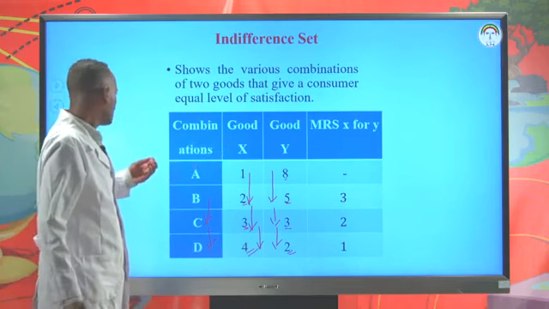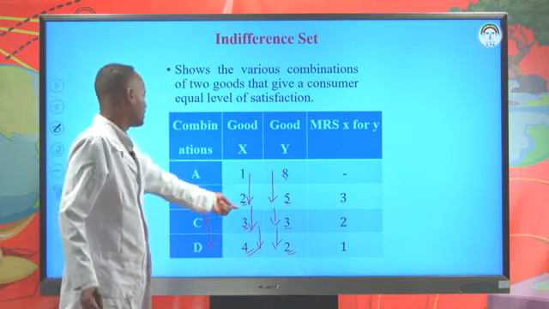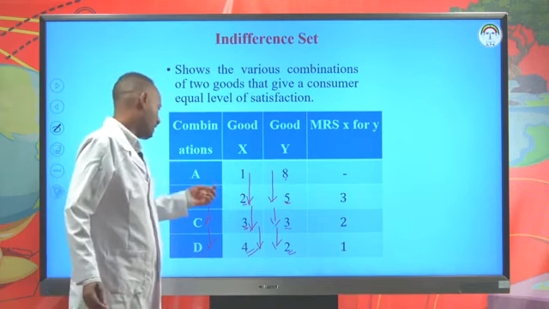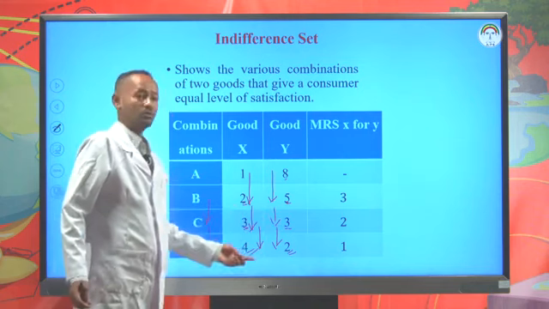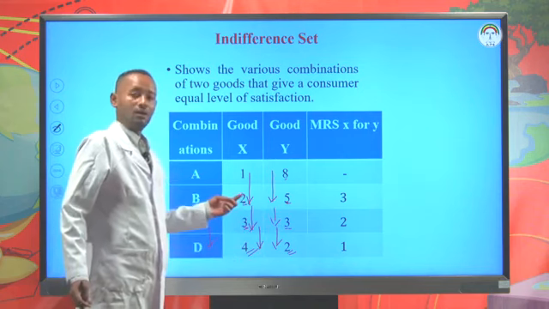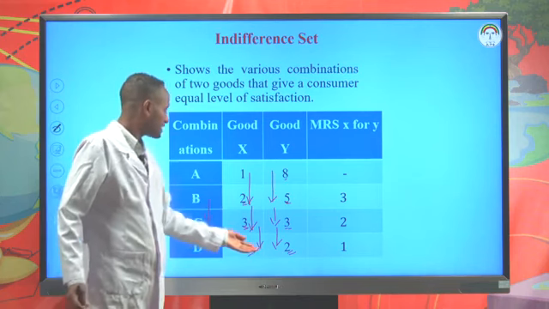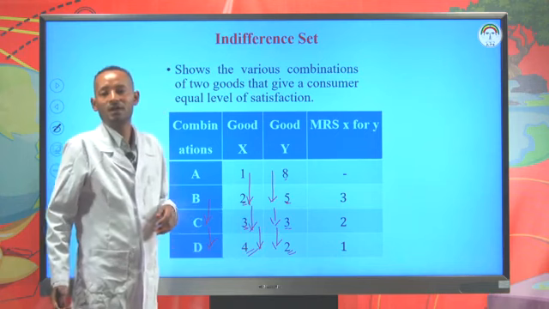Shall I consume 1 unit of X and 8 units of Y, or 2 units of X and 5 units of Y? No, I had better consume 3 units of X and 3 units of Y. Or no, it is better to consume 4 units of X and 2 units of good Y. In this case, the consumer will be indifferent.